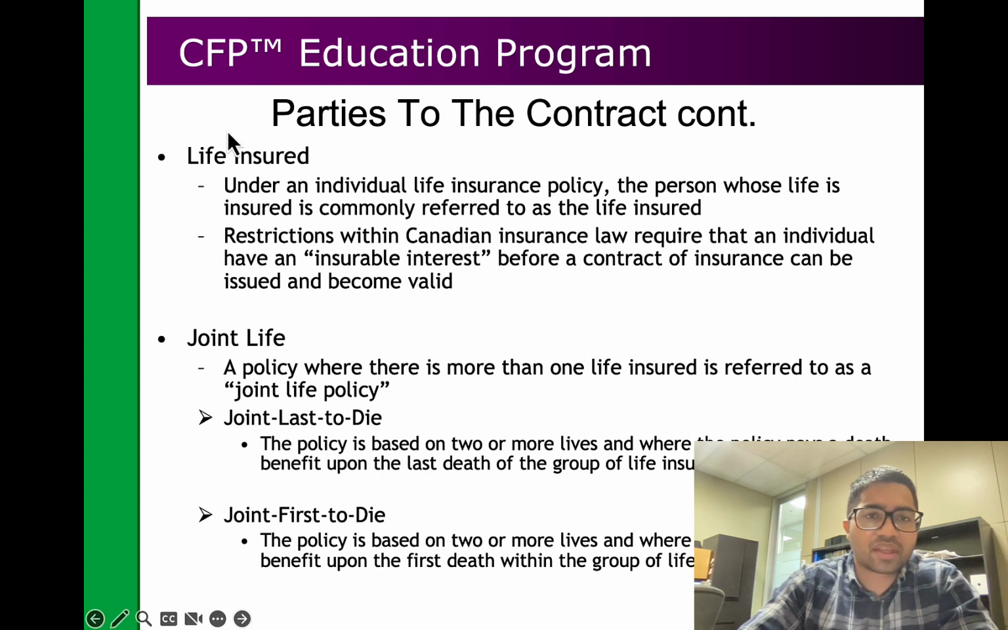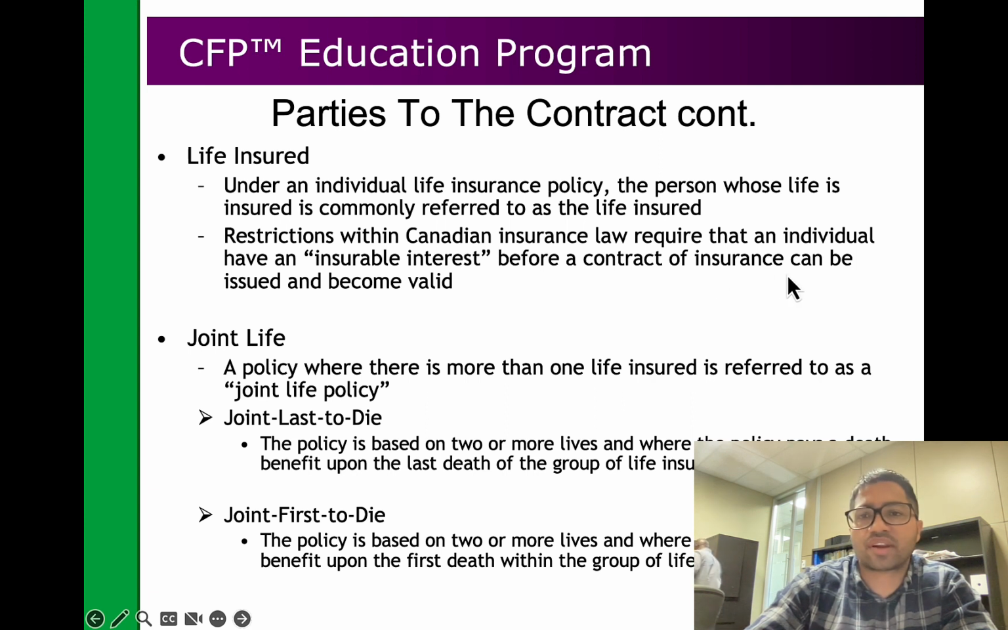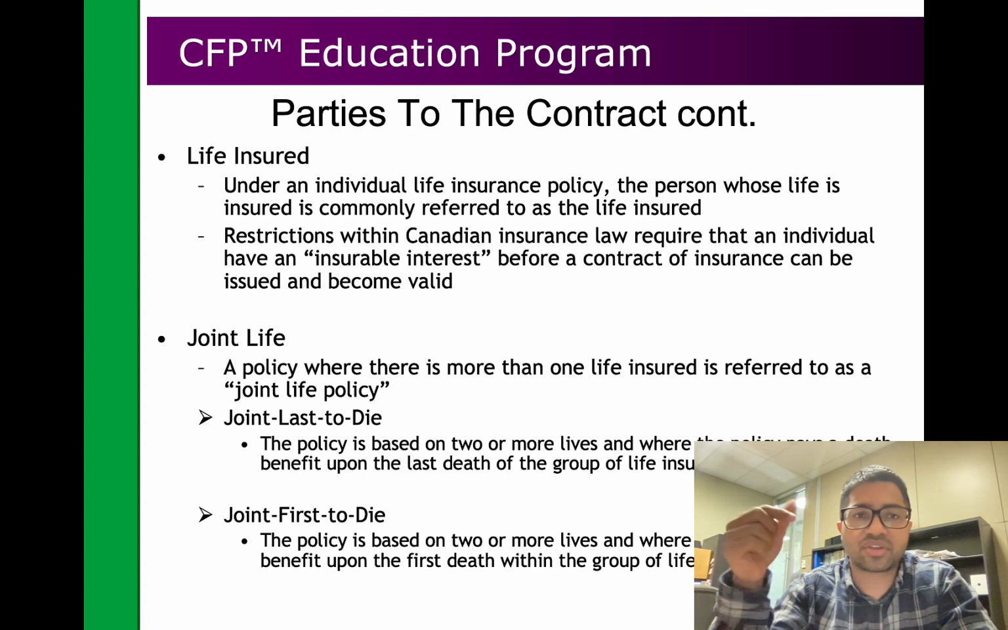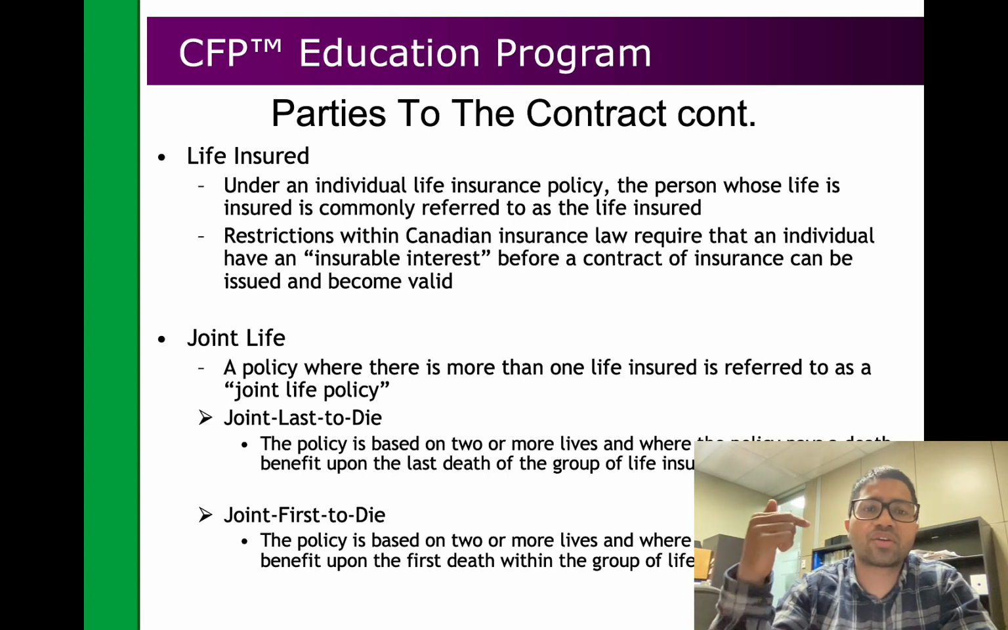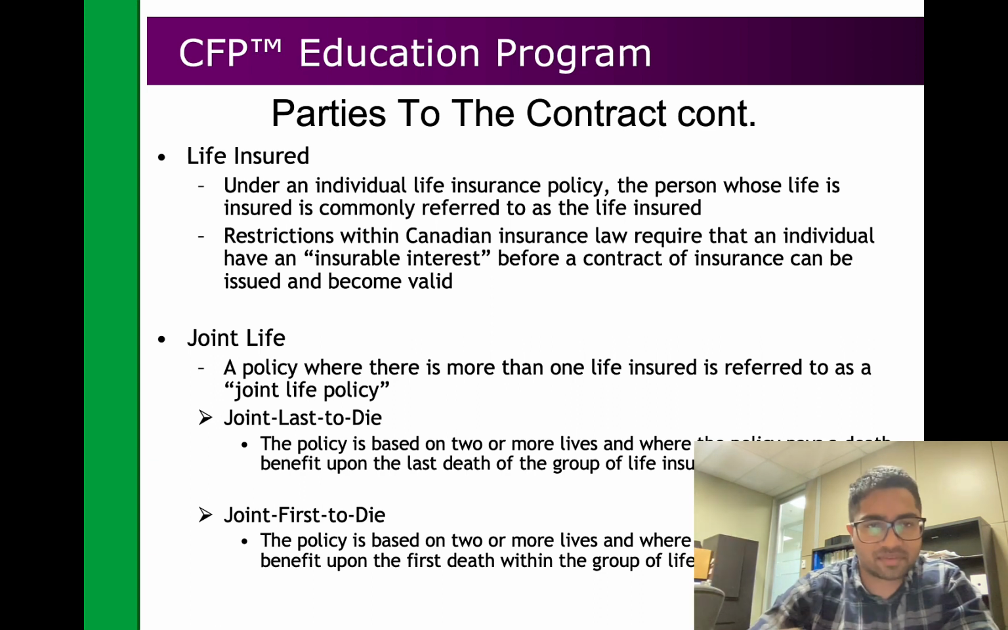Life insured. Under the individual life insurance policy, the person whose life is insured is commonly referred to as the life insured. The restrictions within Canadian insurance law require that an individual have an insurable interest before a contract of insurance can be issued and become valid. So you can buy life insurance on your own life. You can also buy insurance wherever you have an insurable interest.